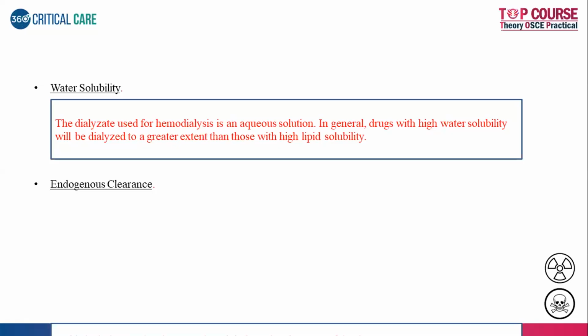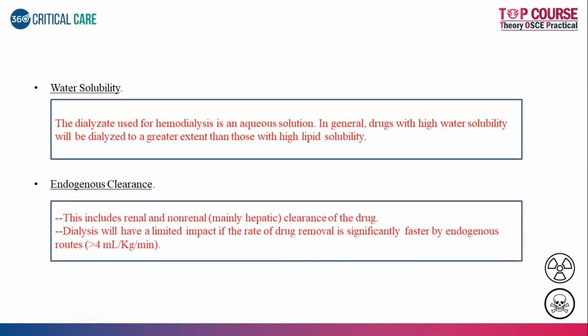And the fourth one is endogenous clearance. Okay, what do you mean by endogenous clearance? So, all of our drugs in the body get metabolized either through renal or non-renal mechanisms. In non-renal, the most important one is your hepatic clearance. Okay. So, your endogenous clearance should be less if the drug has to be removed by a dialysis or any other extracorporeal therapy.